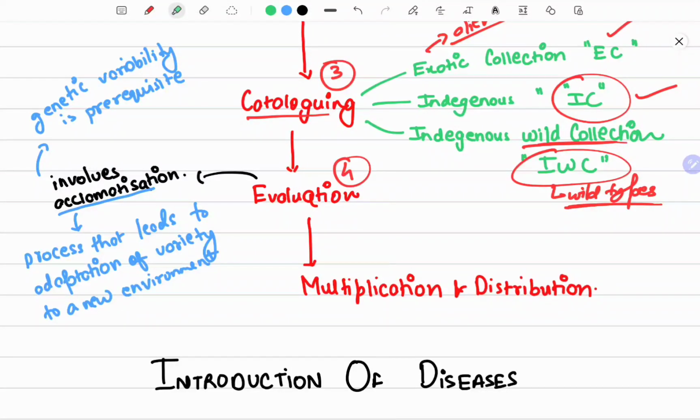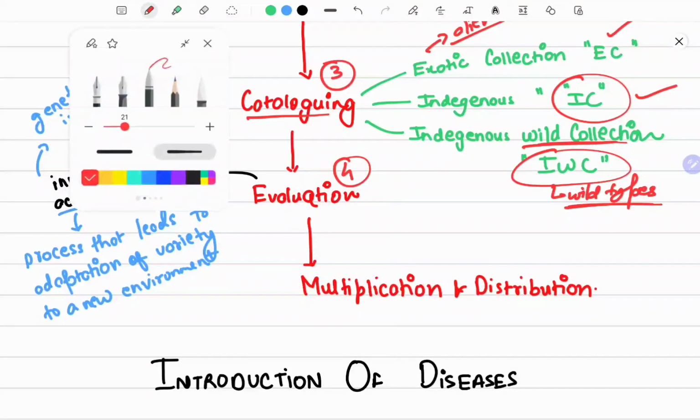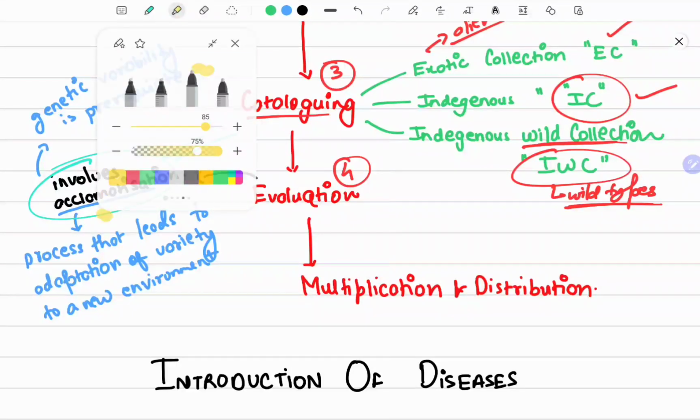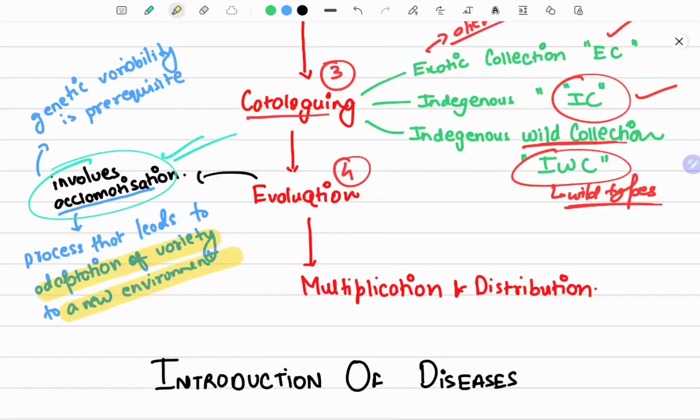Then the fourth is evaluation. In evaluation, we evaluate the germplasm, whether this germplasm is suitable for that particular crop or not. And how do we do it? We do it via acclimatization. Acclimatization is a process that leads to adaptation of a variety into a new environment.